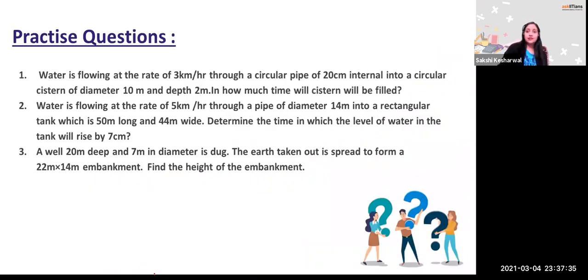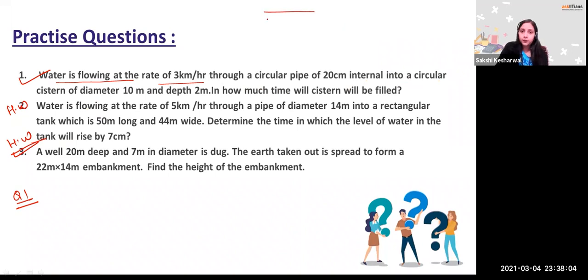Now, these are the practice questions. I'll do the first question for you, and these two are for your homework, right? These are two similar questions, so I'll do the first one because it's a little different. What does question number one say? It says that water is flowing at the rate of 3 km per hour through a circular pipe of 20 centimeter internal diameter into a circular cistern of diameter 10 meter and depth about 2 meter. In how much time will the cistern fill?